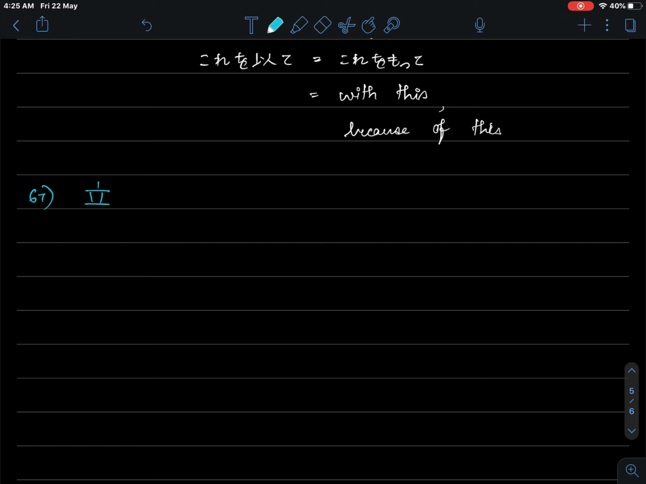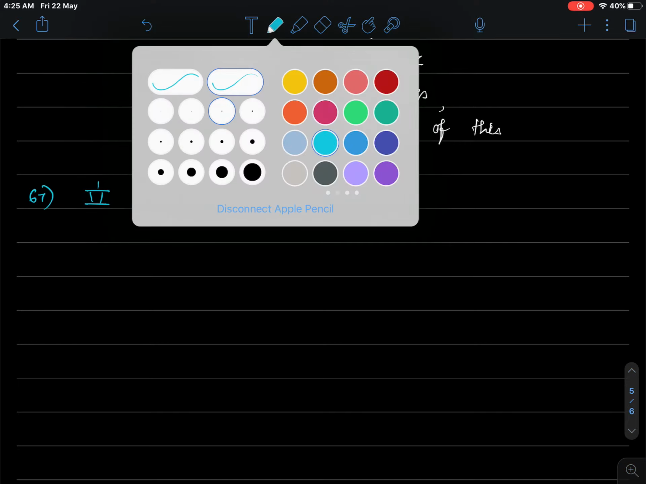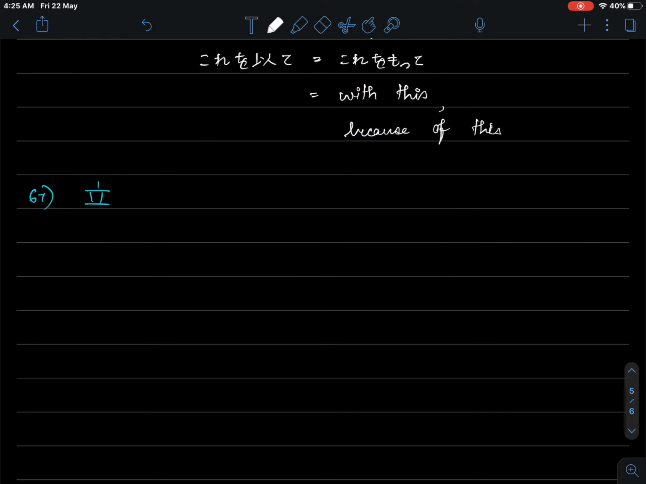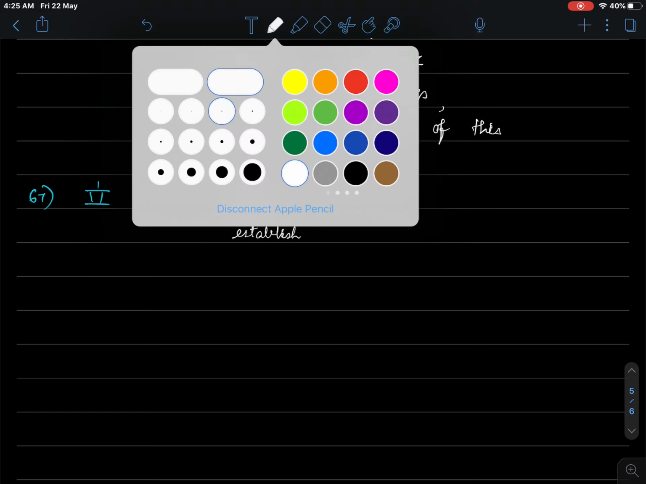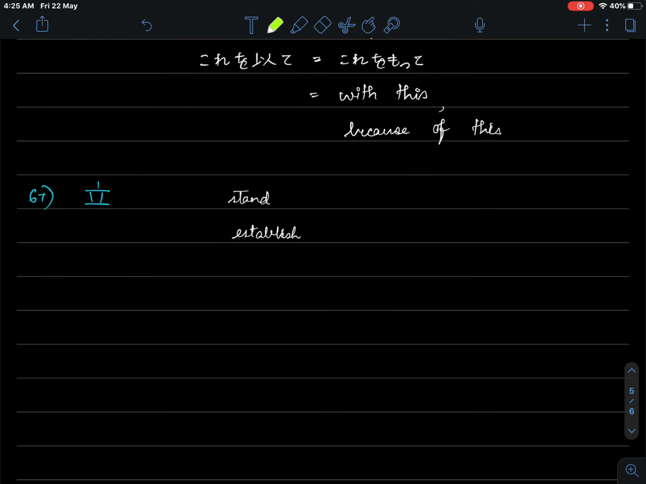Again, I would say it's a little difficult to visualize how this means stand, so I'm going to skip the mnemonic and go straight to the meaning. This means stand or establish. Let's quickly have a look at the kunyomis. Again, several related kunyomis, so if you remember just two of them, you'll be able to manage the rest.